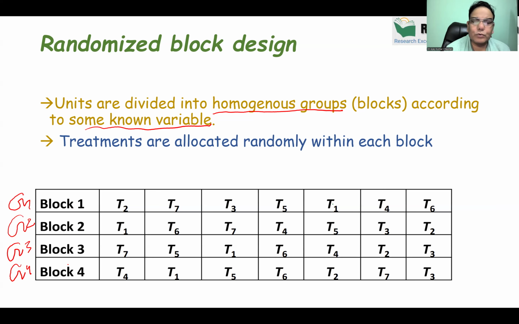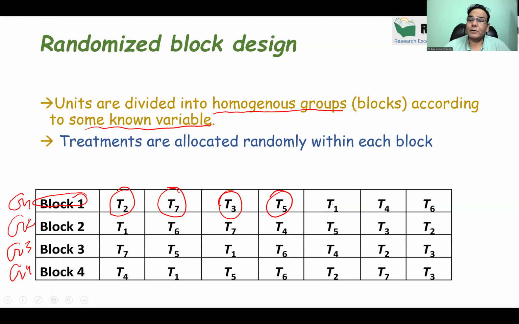So group 1, 2, 3, 4, it may be on the basis of age, on the basis of income, on the basis of education, anything. And within the group, you are dividing the group into different groups. So first group gets the second treatment, second group the seventh treatment, third group the fifth treatment. तो आपने same group में different treatment किए. So this is called randomized block design.